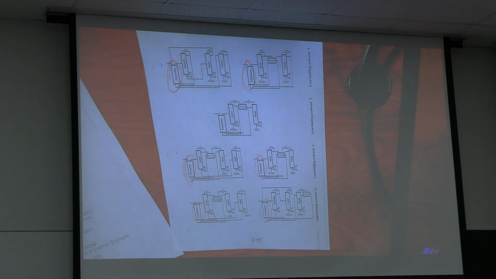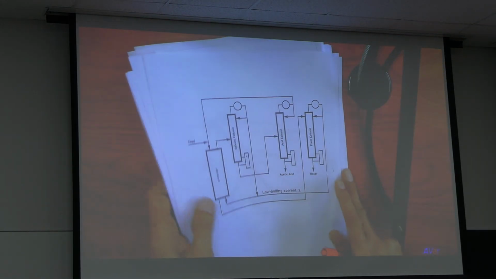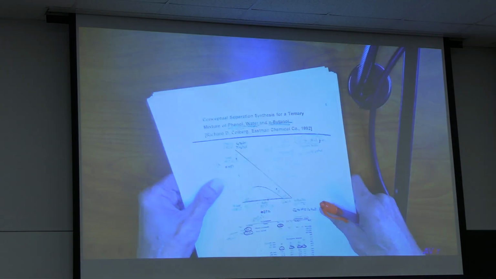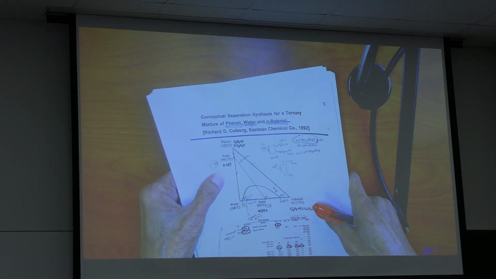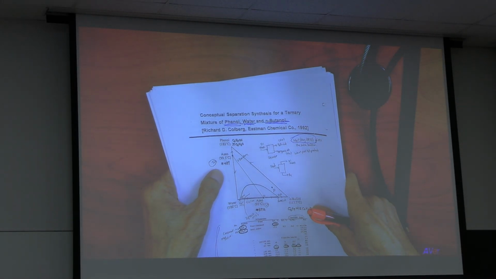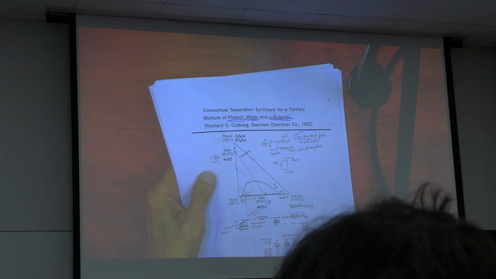Okay, on Wednesday, I will teach you the principle of drawing RCM for reactive distillation. And we want to invent the Eastman chemical ethyl acetate process on RCM. Okay, that's it.